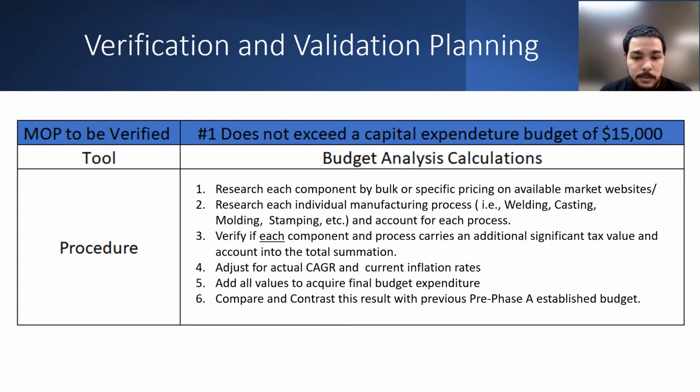Fifth would be to simply add everything all together. And sixth would be to finally compare to the target budget limit of 15,000 and see how much of the budget has been consumed. And this is how we are going to primarily be calculating and verifying our budget MOP.